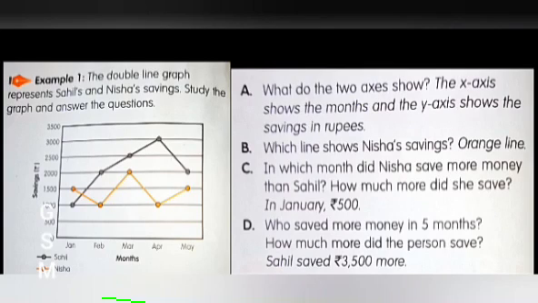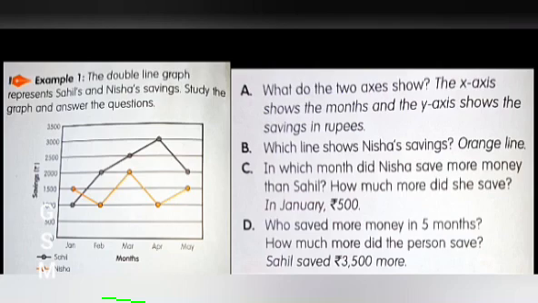Next, let us see an example. The double line graph represents Sahil's and Nisha's savings. Study the graph and answer the following questions. What do the axes show? The x-axis shows the months and the y-axis shows the savings in rupees. Which line shows Nisha's savings? Orange line shows Nisha's savings.